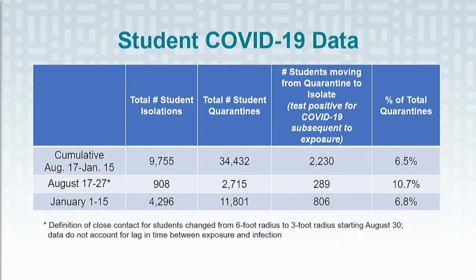All right, so January 1 to 15, this month through the 15th, 4,296 student isolations, 11,801 of those 34,432 quarantines. Okay. 806 moved from quarantine to isolation, 6.8%.